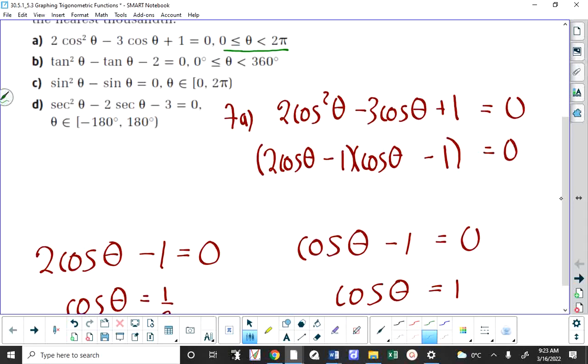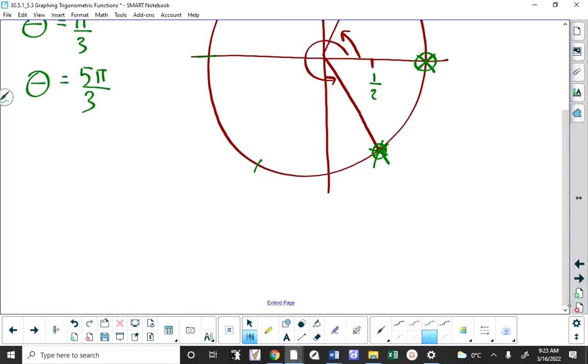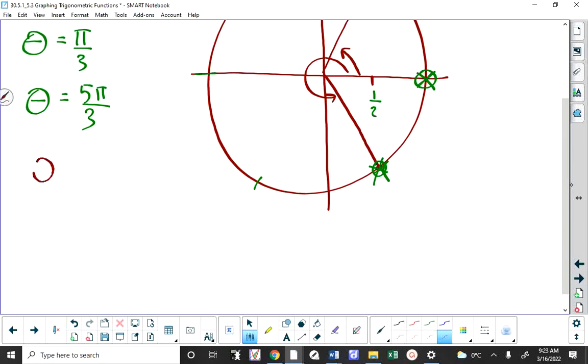Do you catch my drift here? It just says less than 2 pi. It doesn't say less than or equal to. So your solutions here would be theta equals pi over 3, theta equals 5 pi over 3, and also theta equals 0. Now, what if you're not a unit circle thinker? That's okay.